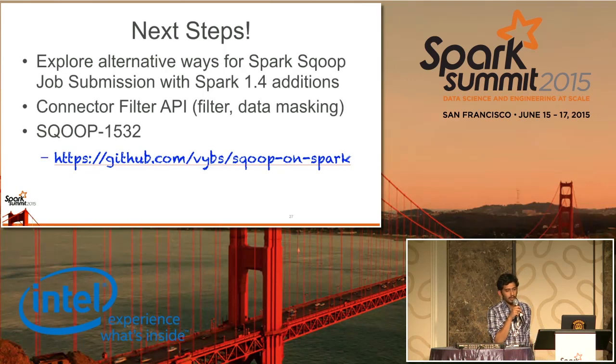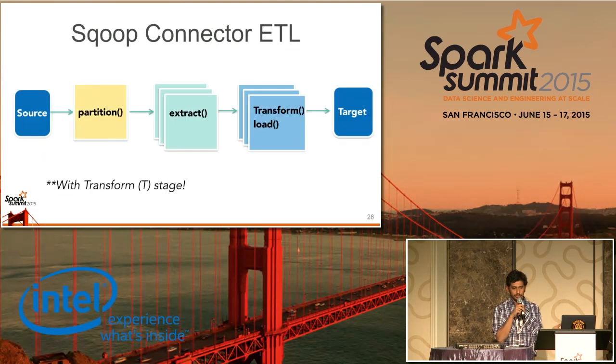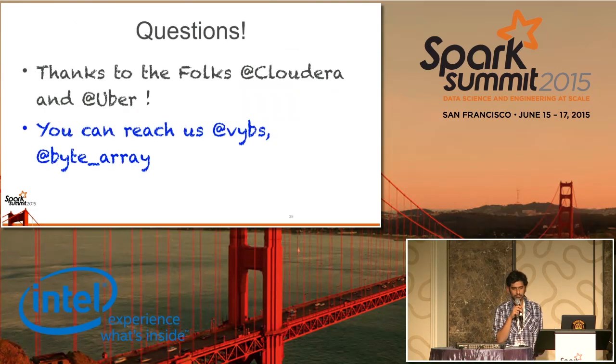Next steps: with 1.4, I think there are some steps to improve the job submission, and we may explore things around that. Finally, since we have a POC working and can port over the jobs, we're planning on proposing some extensions to the Sqoop connector APIs, which may let us do, say, filtering or some transformations. Our code is there at the link. If you're interested in trying it out, just try it out. And yeah.